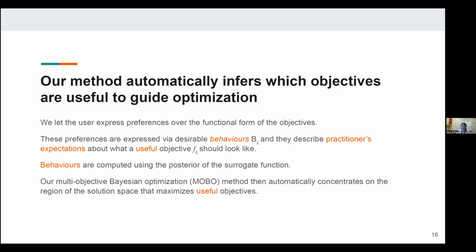I will talk about this more, but we postulate this through the concept of desirable behaviors, and introducing this concept is one of our contributions. These desirable behaviors express the user preferences, and they are designed to describe practitioners' expectations about what a useful objective should look like. We compute these behaviors from the posterior of the surrogate function, and then our method, which is a multi-objective Bayesian optimization method, uses this to automatically concentrate on the region of the solution space that maximizes the objectives that we have inferred as useful.